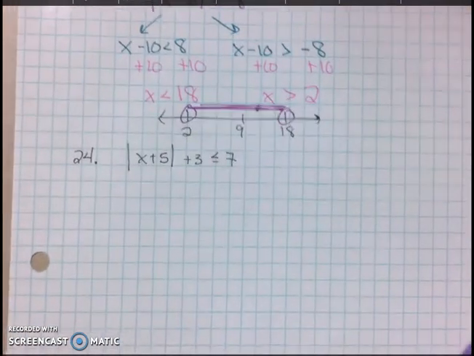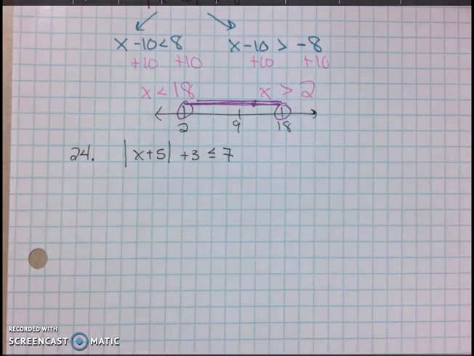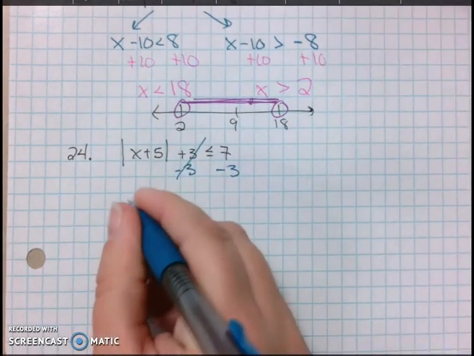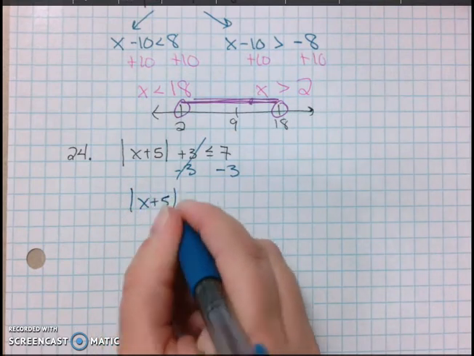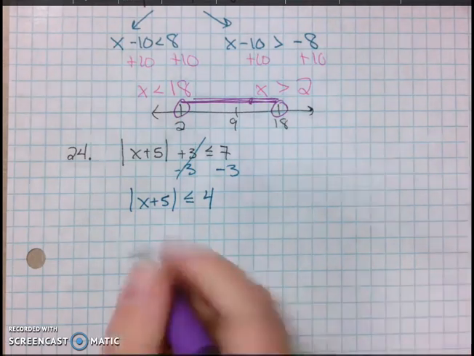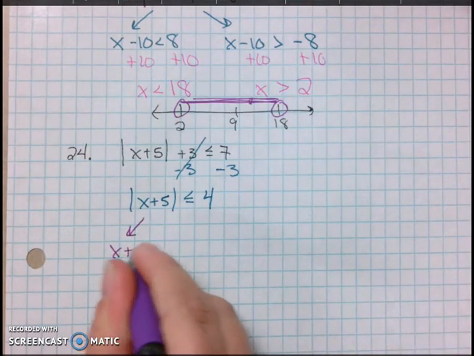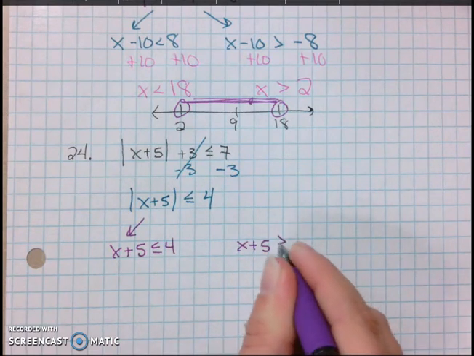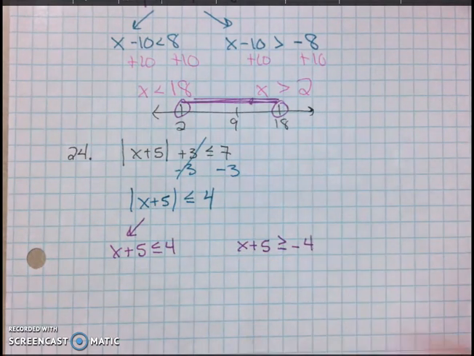Alright, here's 24. So again, solve for the absolute value. Subtract 3 on both sides. I get it all by itself. Absolute value of x plus 5 is then less than or equal to 4. Now I split this up into the two inequalities. First one's exactly the same. The second one, we flip the sign, make the 4 negative.